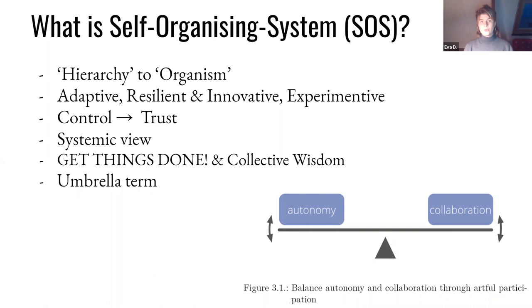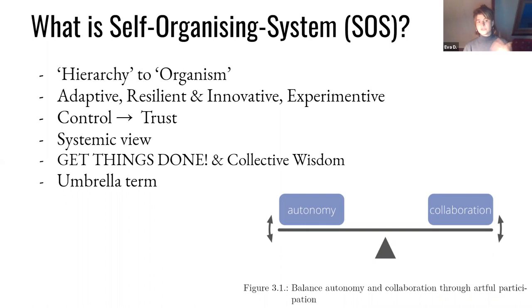That is moving from a hierarchical way of organizing to more of an organism. So really more into a living system, and how can we be adaptive, resilient, and also very innovative and experimentative. It's also a shift from control to trust. Instead of one person or a small board controlling what other people do, you trust that individuals, or groups and circles, can make good, considerate decisions.